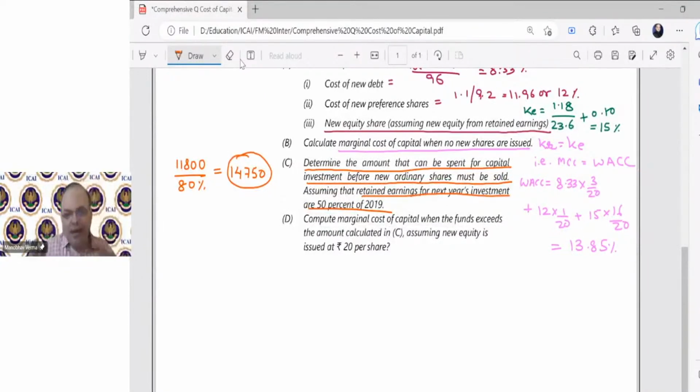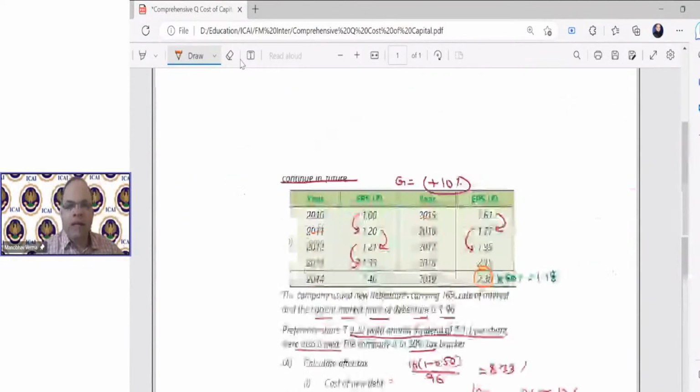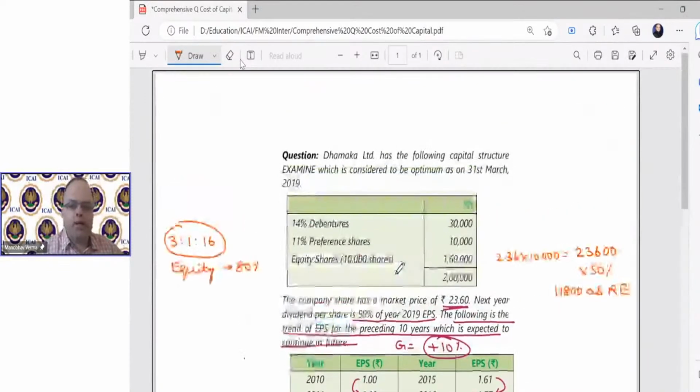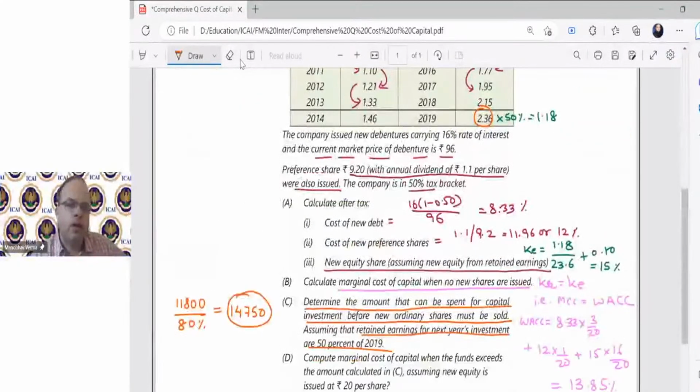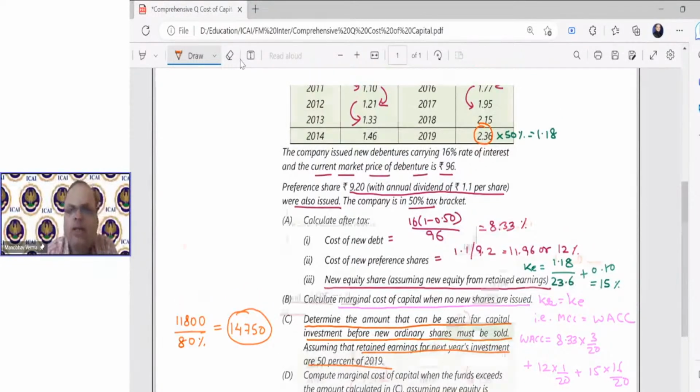Yes or no? I will be explaining to you why I am telling you this. They are telling you that there is a proportion you are following here, right? Capital structure. Because in the first line, they say that this is the optimum capital structure. And they're saying in the question, determine the amount that can be spent for capital investment before new shares are issued. Where do you take money for equity if you're not going for new shares, guys? Coming from retained earnings. Retained earnings we just calculated.